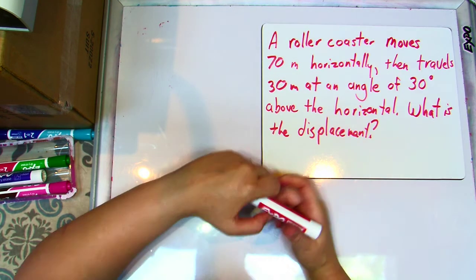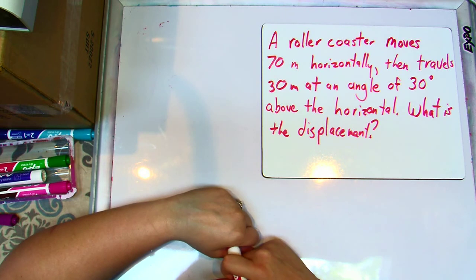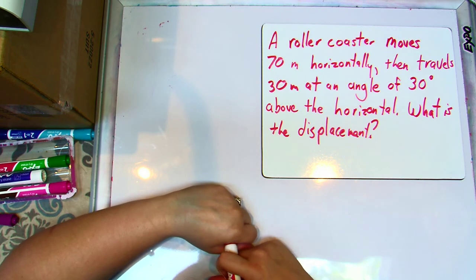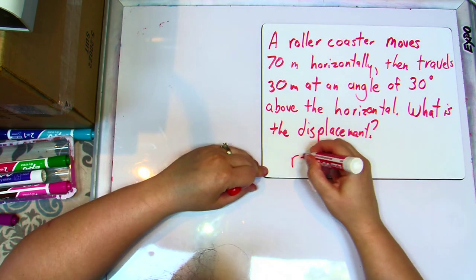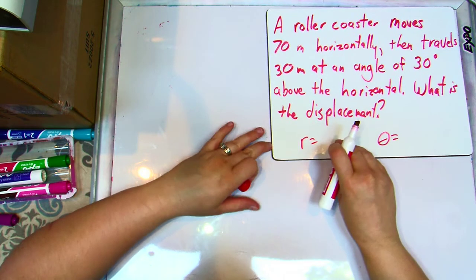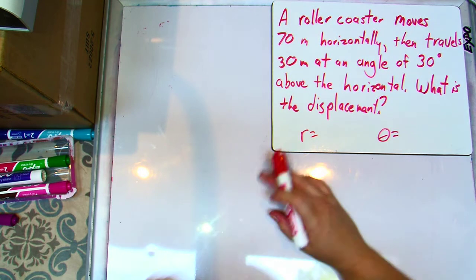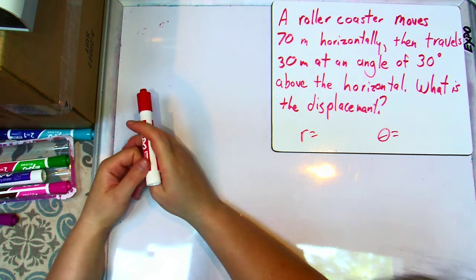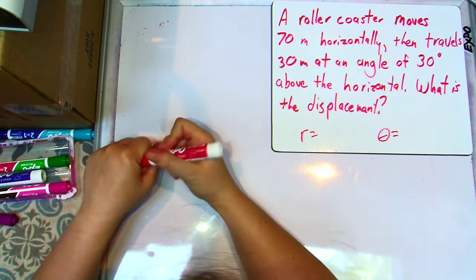So here we have a problem. A roller coaster moves 70 meters horizontally, then travels at an angle of 30 degrees above the horizontal. What is the displacement? So we're still looking at the displacement, and that includes direction. But this is a little bit different than ones we've seen before. What we're going to talk about today is how to add and subtract vectors. So let's go ahead and diagram this.